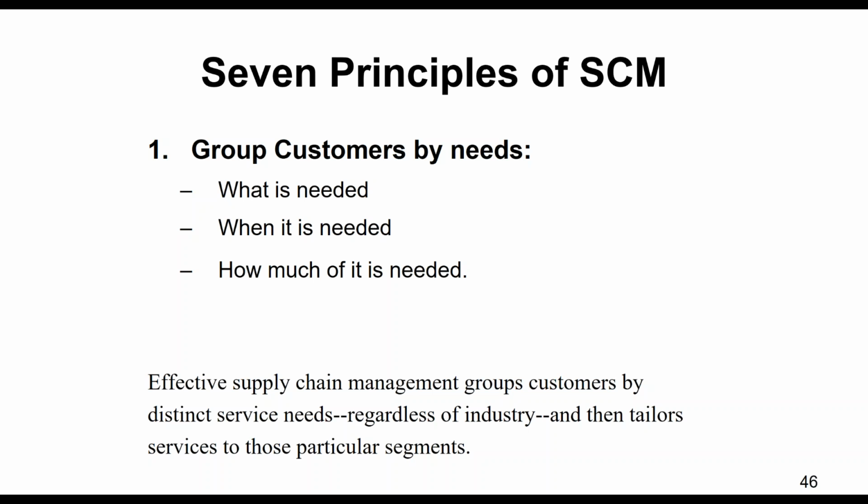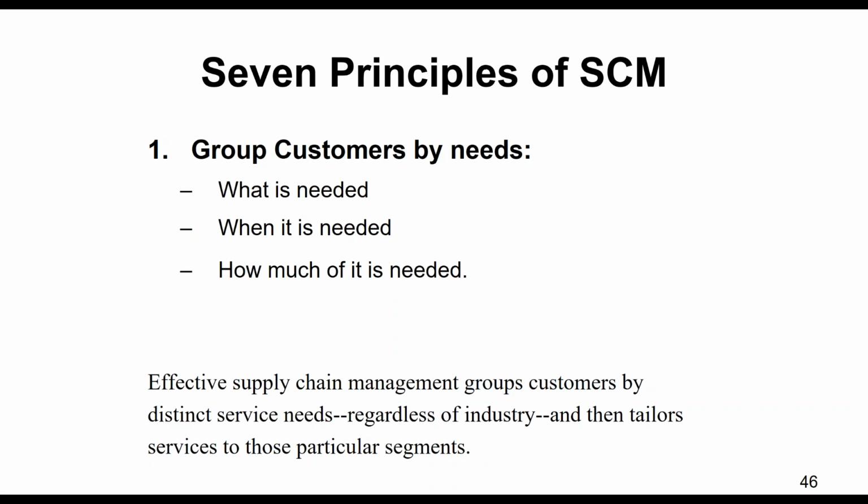Now, what is needed, when it is needed, and how much of it is needed, right? So, based on these three parameters, I can group my customers. If I'm a bulk buyer, then my priorities are different. If I am a retailer, my priorities are different. If I am an end consumer, my priorities are very different.